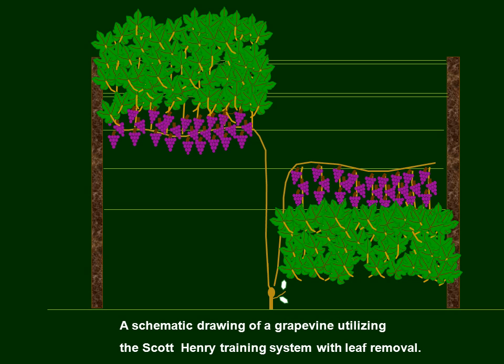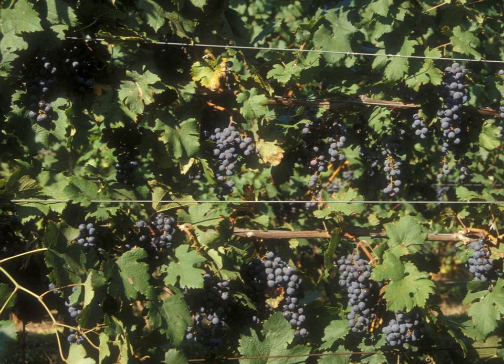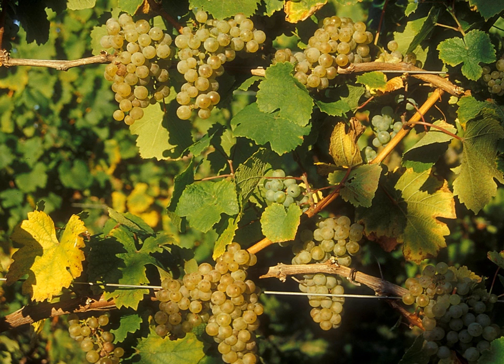For example, here is a schematic drawing of a vine that is being managed with the Scott-Henry training system. In a later video, we'll talk about many kinds of training systems. Here is a Cabernet Franc vine managed with the Scott-Henry training system. Notice the orderly arrangement of shoot growth and clusters. Here is a Riesling vine that is also being managed with the Scott-Henry training system.